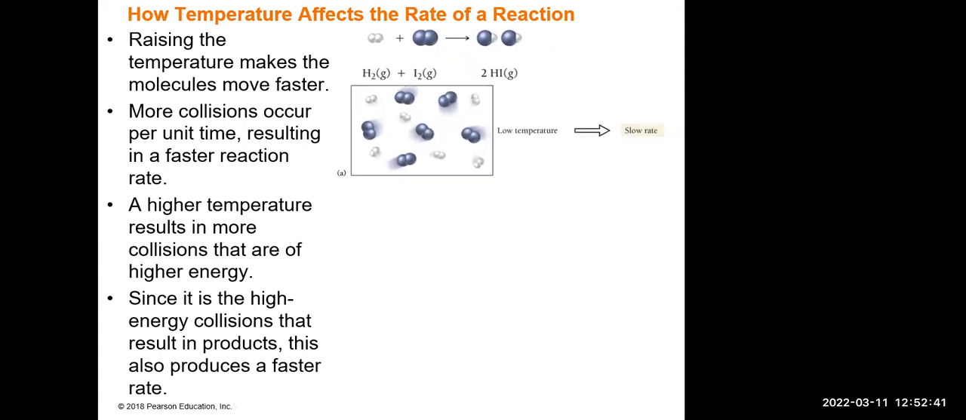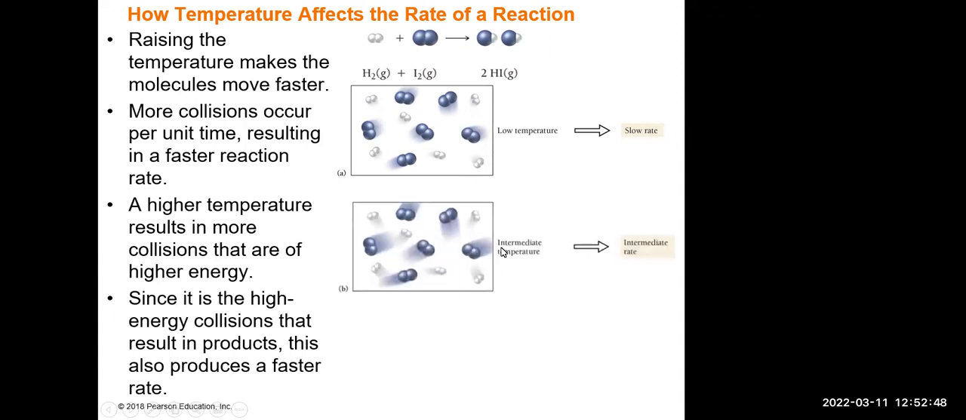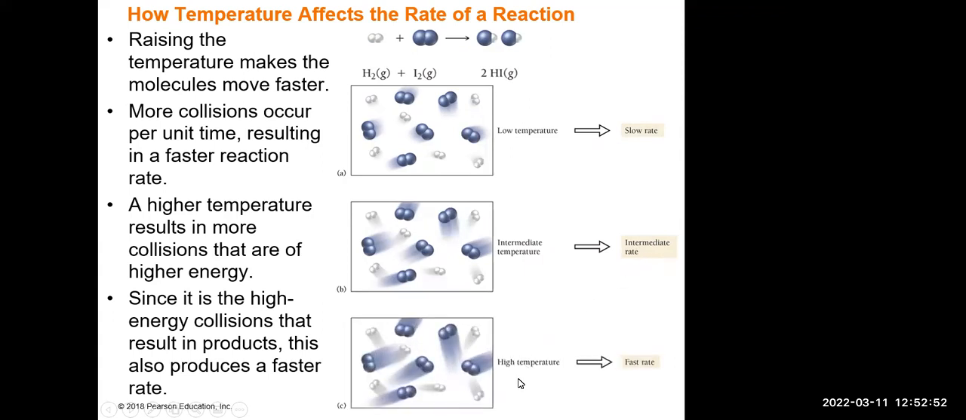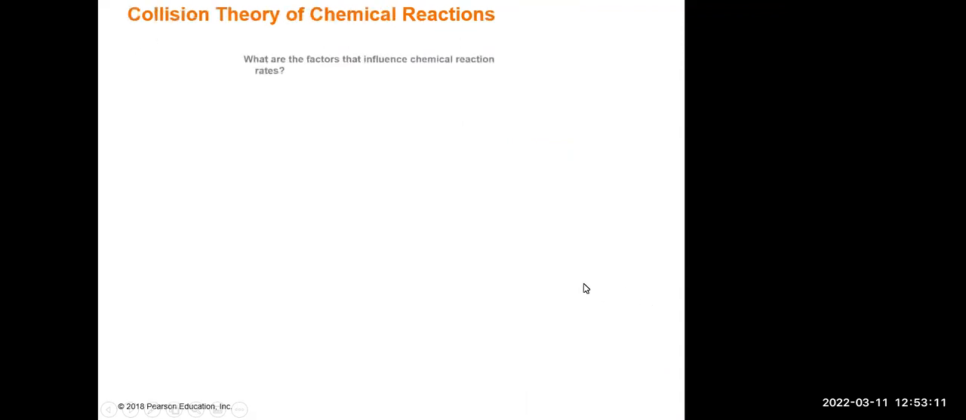So here again, we compare the rate at different temperatures. We have a low temperature, low rate; intermediate temperature, intermediate rate; high temperature, fast rate. These cartoons try to show, with a tail or shadow on the molecules, that if they are moving faster, the shadow or tail is longer. So we can see the rate depends on that.